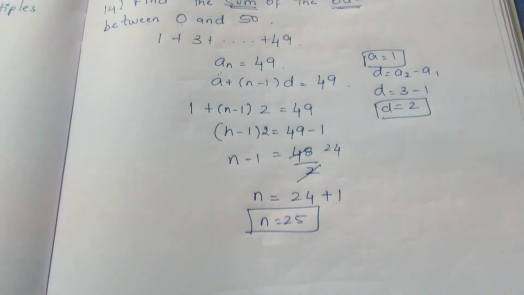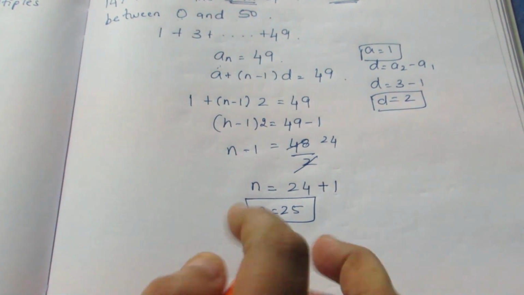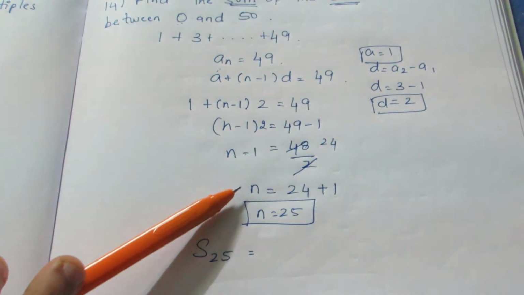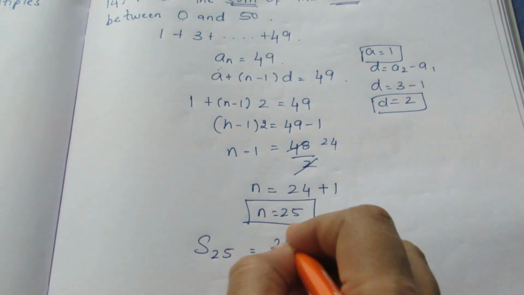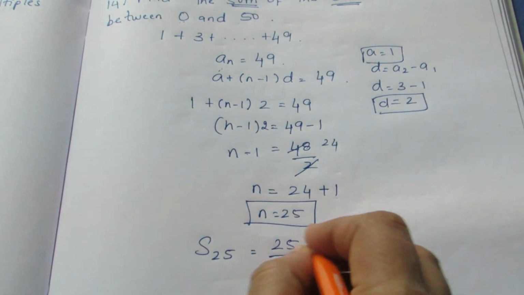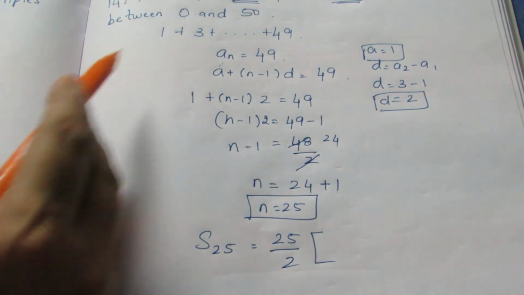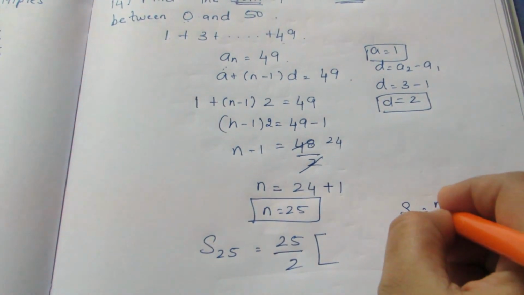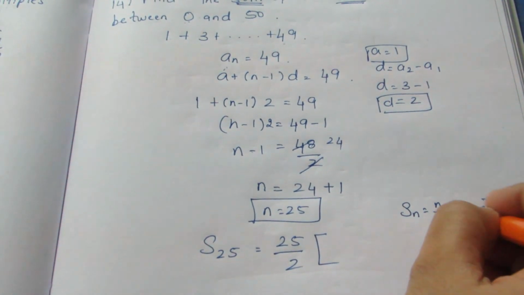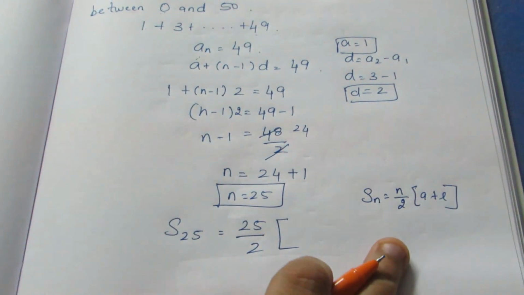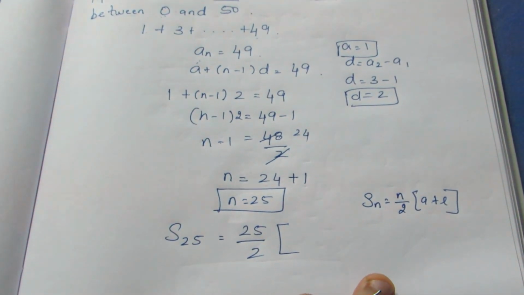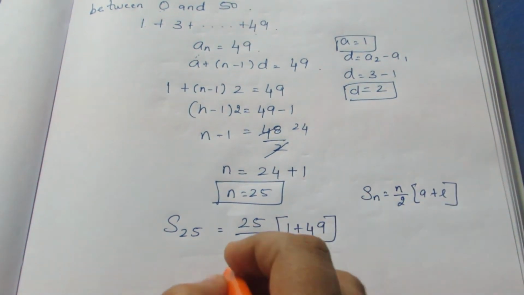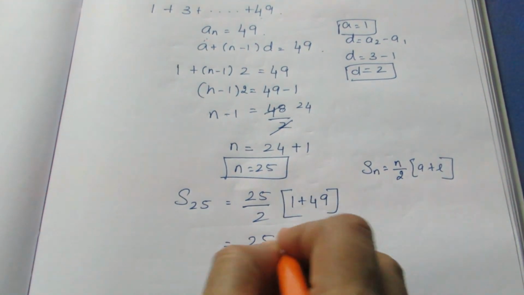We found n. We need to find S25. The number of terms here is 25. So S25, as I told before, we know a, we know d, and now we know n. Just substitute in the formula. 25 by 2, no need of d. We can directly write 1 plus 49, going with the formula Sn equal to n by 2 into a plus l, because we know the last number. It will be quite easy then, compared to substituting in n by 2 into 2a plus n minus 1 into d. Here a is 1 and the last number is 49. Now this becomes 25 by 2 into 50.